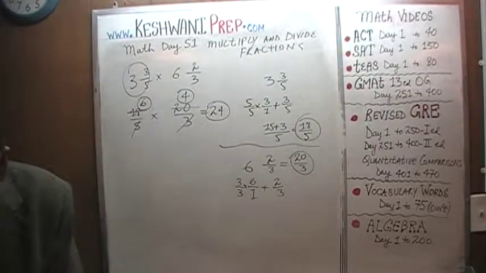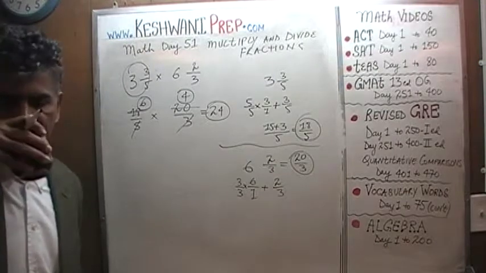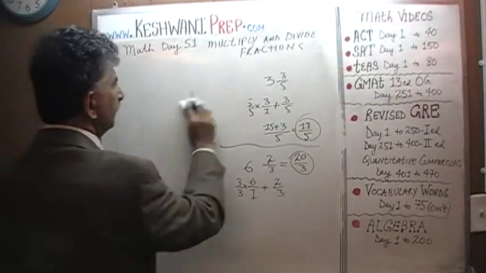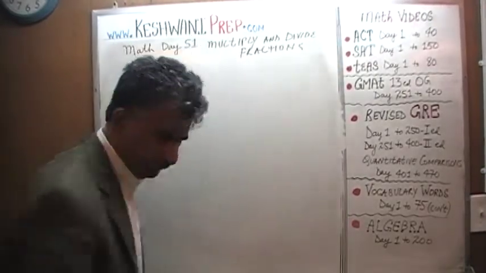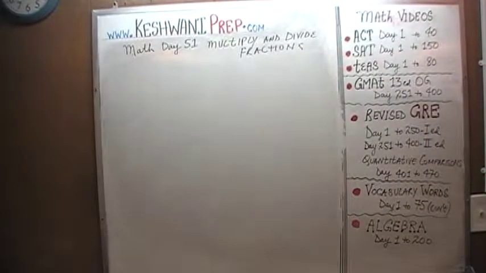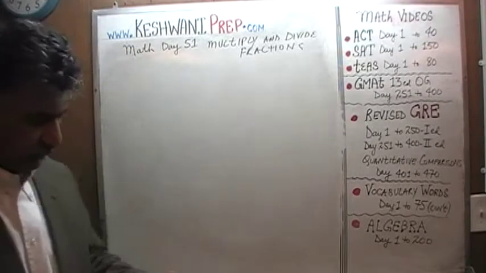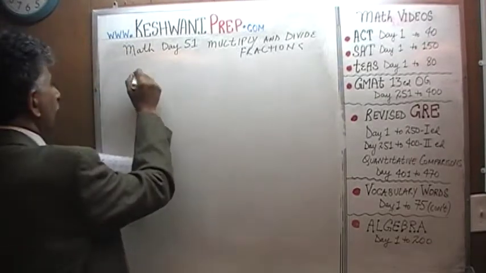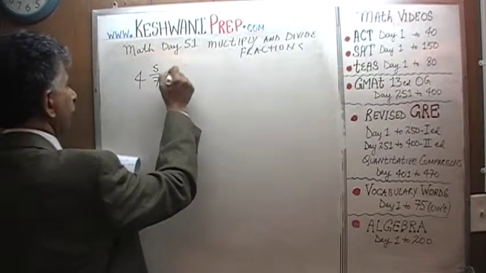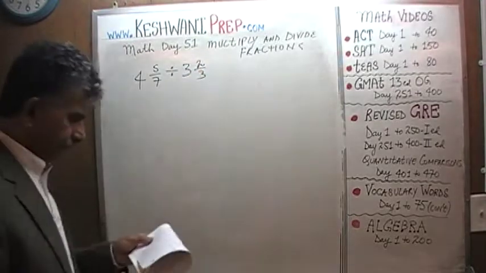Let's do the next one, number 3. Number 3 has to do with division. Here is what it is: 4 and 5 sevenths divided by 3 and 2 thirds. Let's see what we can do.